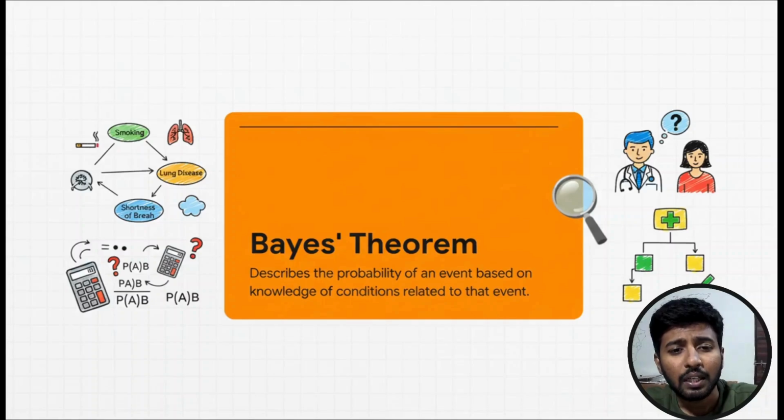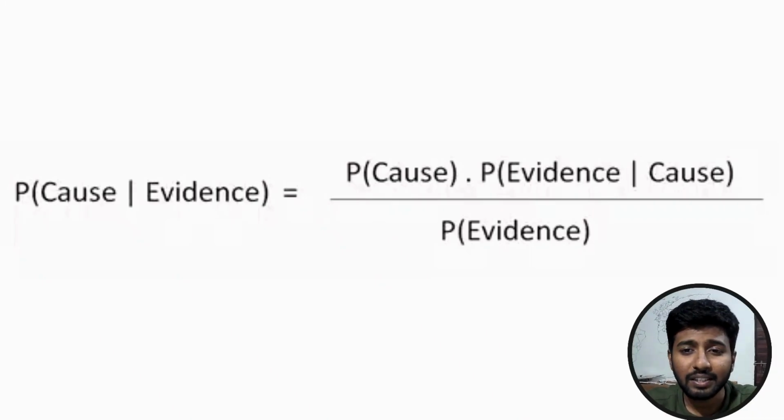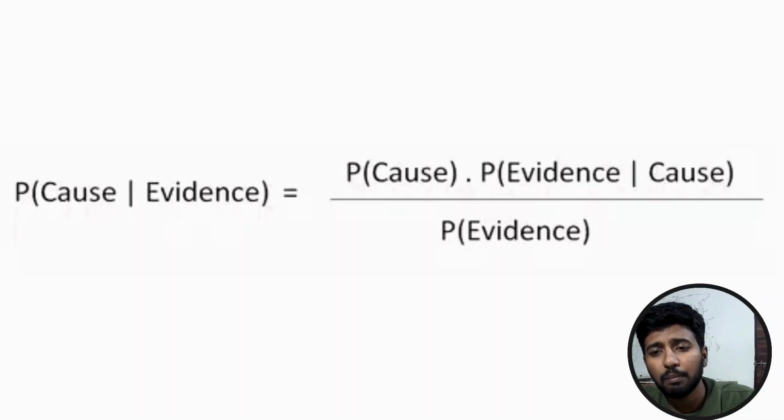What Bayes theorem says is that it describes the probability of an event based on the knowledge of conditions related to that event. This is the formula that describes the Bayes theorem. In general terms, we don't use cause here in the formula. We use hypothesis. So we read it as the probability of the hypothesis given that the evidence is true. The formula is the probability of the evidence given that the hypothesis is true, multiplied by the probability of the hypothesis, divided by the probability of the evidence.